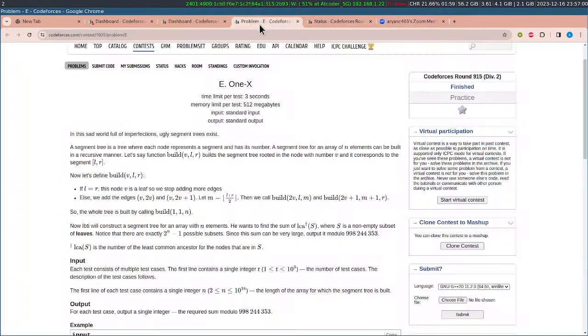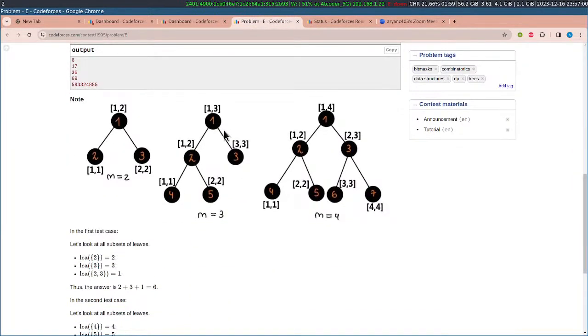I will just take the original examples in the problem statement. Here, if we try to build a segment tree for 2 elements, then we first call it with 1, 1, 2.